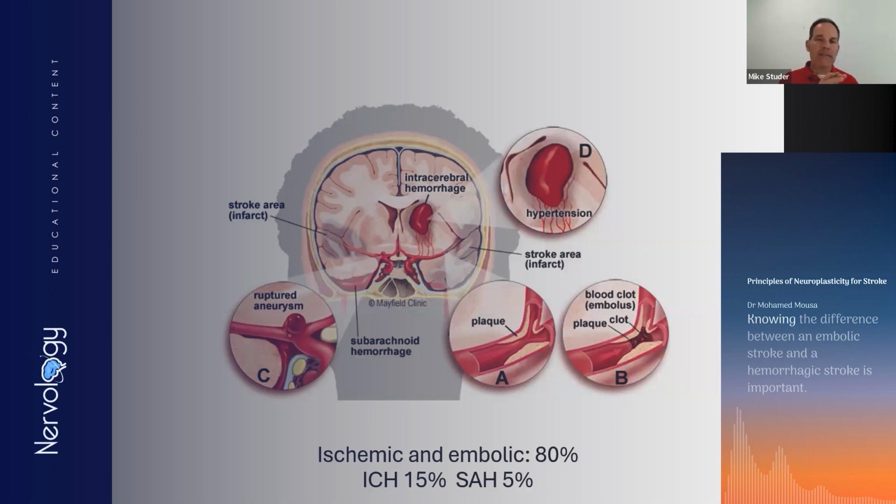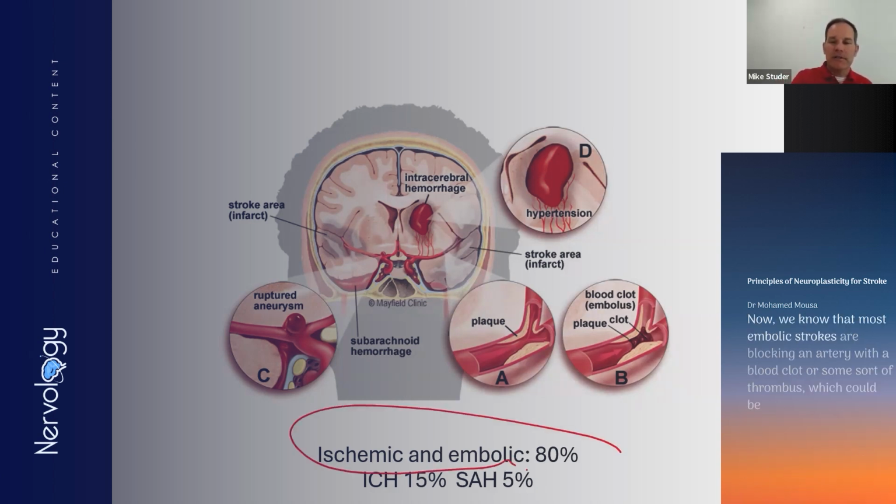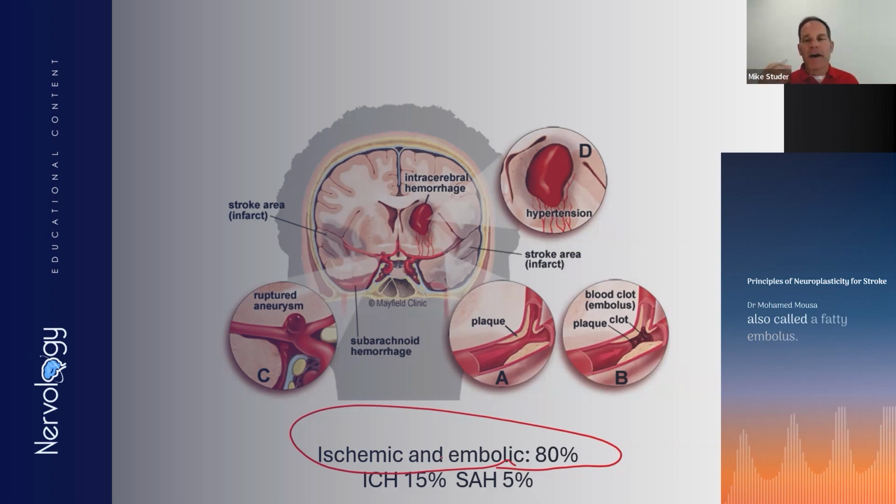Here's why knowing the difference between an embolic stroke and a hemorrhagic stroke is important. Now, we know that most embolic strokes are blocking an artery with a blood clot or some sort of thrombus, which could be also called a fatty embolus. So we could have basically collections of cholesterol or calcium or a blood clot block an artery that causes ischemia, low blood flow. That's about 80% of strokes.